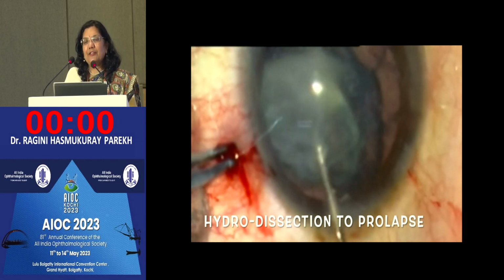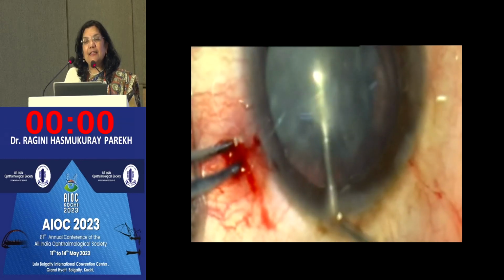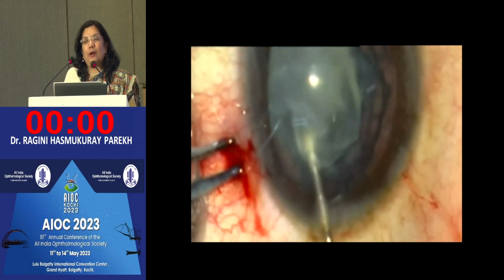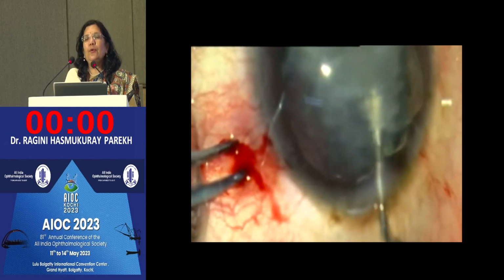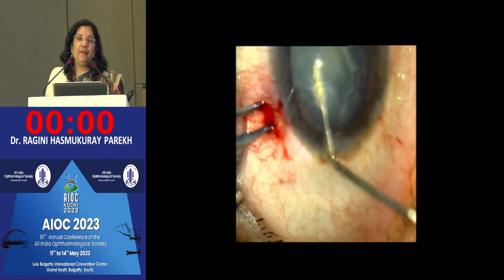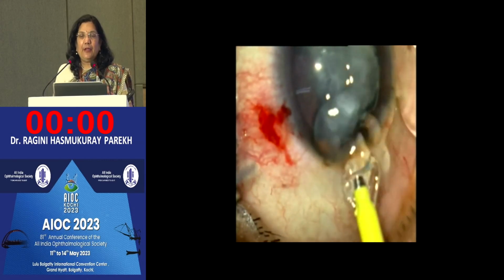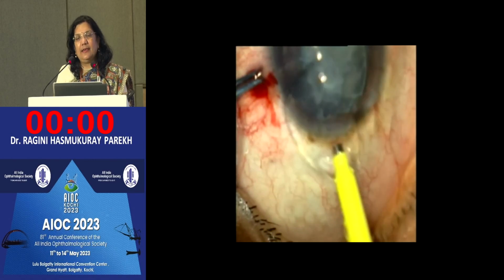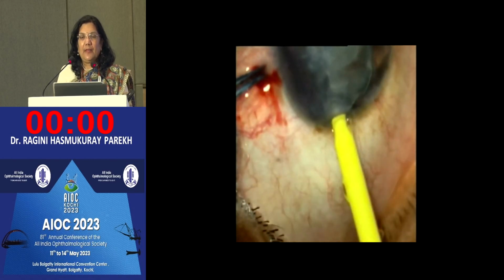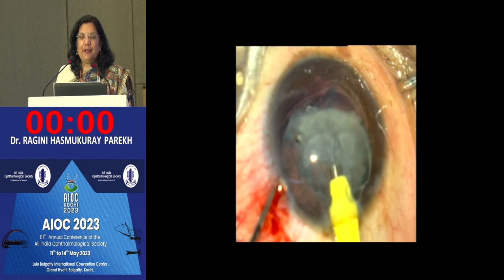Hydrodissection is used to prolapse this nucleus, which makes it very easy to tackle it and to deliver it out in SICS or to phacoemulsify it in phacoemulsification. If you are doing this, it may come slightly above the iris plane in phaco, but this is required in SICS.